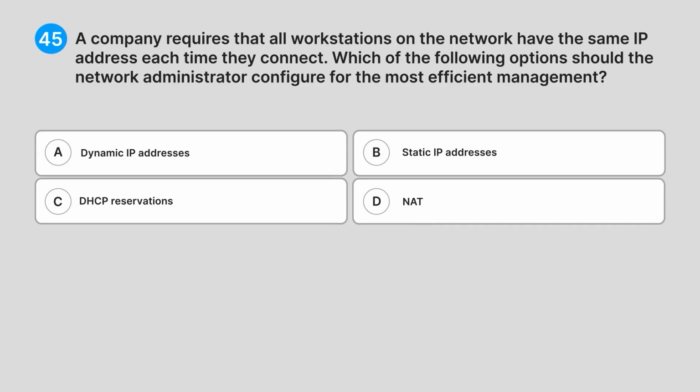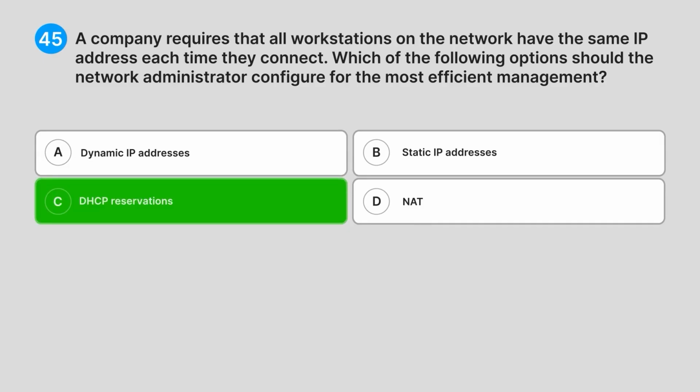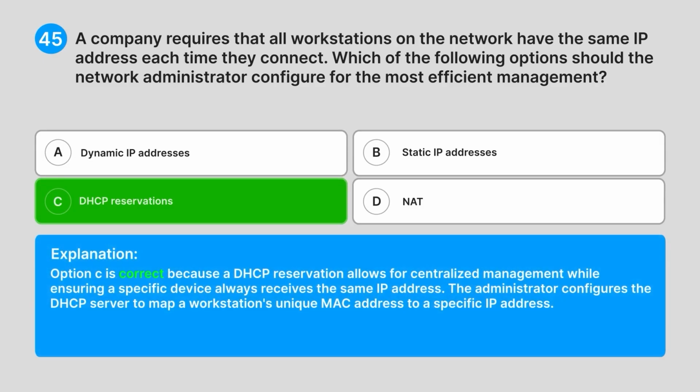Correct answer, C. DHCP reservations. Explanation: option C is correct because a DHCP reservation allows for centralized management while ensuring a specific device always receives the same IP address. The administrator configures the DHCP server to map a workstation's unique MAC address to a specific IP address.